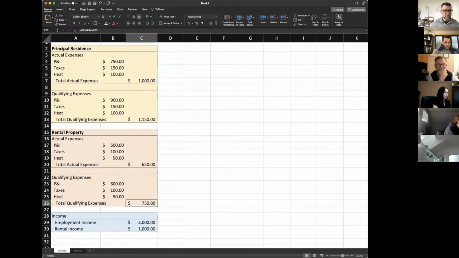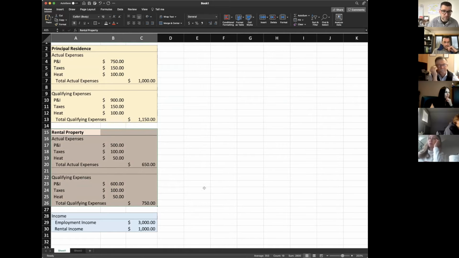So here's the rental property. If we're going to add back, we've already done the income portion. What are we using to qualify? Throw out a number. 750. 750. Perfect.